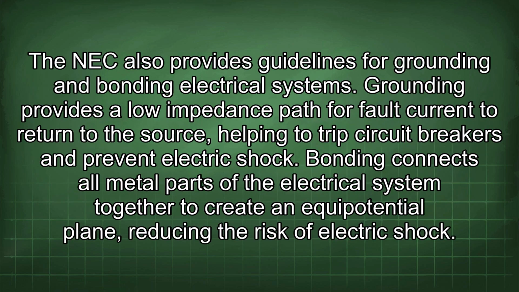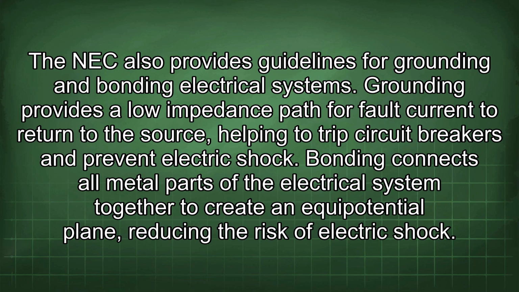The NEC also provides guidelines for grounding and bonding electrical systems. Grounding provides a low impedance path for fault current to return to the source, helping to trip circuit breakers and prevent electric shock. Bonding connects all metal parts of the electrical system together to create an equipotential plane, reducing the risk of electric shock.